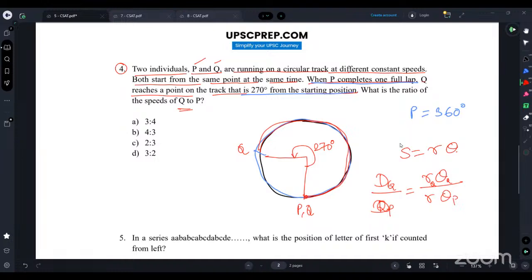Now, if you see, it is the same circle. This r will get cancelled because they are running on the same circle of the same radius, right? Now, what is the angle covered by Q? It is 270 degrees. And what is the angle covered by P? That is 360 degrees. If you solve this, 9 3s are 27, 9 4s are 36. So 3:4 is the answer. So option A should be the correct answer for this question. Understood?